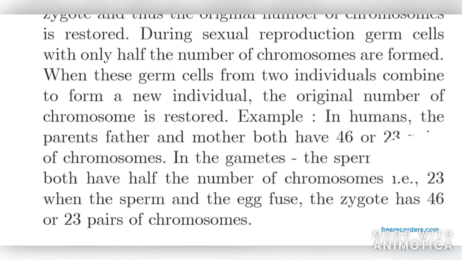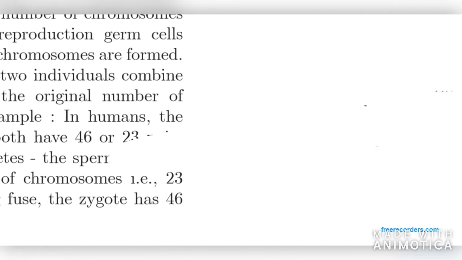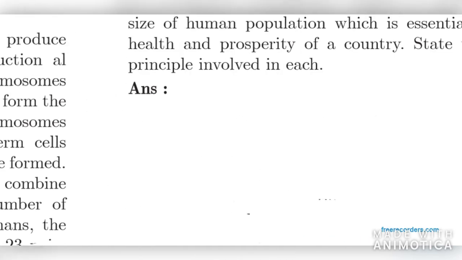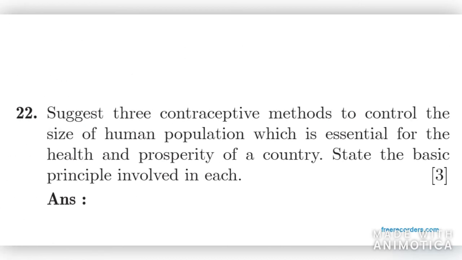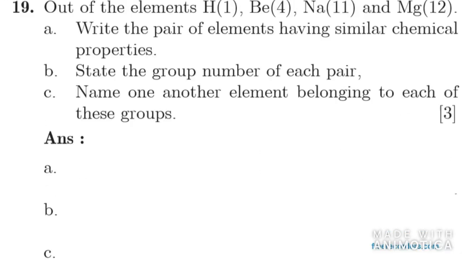Now moving on to the next question. Starting from question number 19, it says: out of the elements H 1, Be 4, Na 11, magnesium 12, write the pair of elements having similar chemical properties.